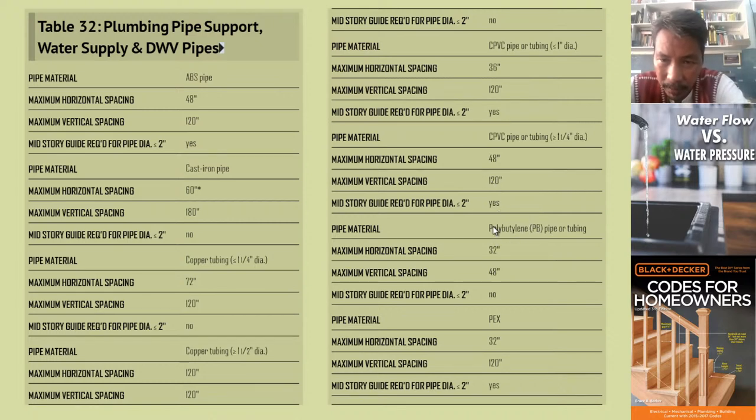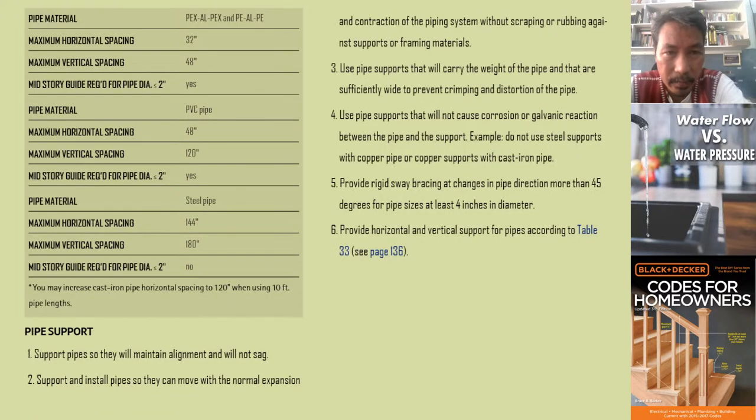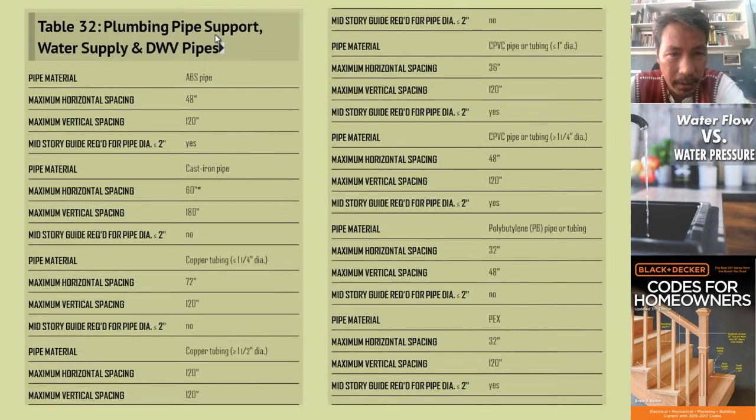Polybutylene, PB, pipe tubing. You will notice, this is the softest material, 36, 32, less than. So it is weaker than CPVC. The same is true with PEX. This is plastic. 32 inches maximum horizontal spacing. So these are the types of piping that we can expect or we have to use in our construction. Another material, PEX.